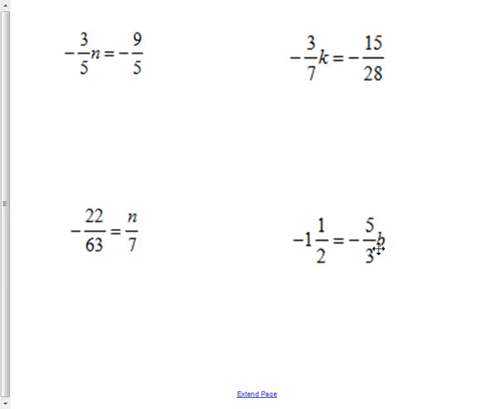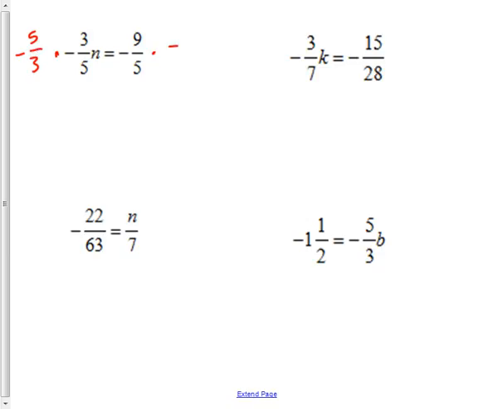Alright, so we have a bunch of examples here of solving equations. So let's start here in the upper left. I am multiplying n times negative 3/5. So normally we would divide by negative 3/5, but we don't divide by fractions, so we're going to multiply by negative 5/3. And whatever you do to one side, you must do to the other.